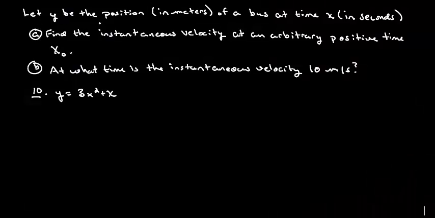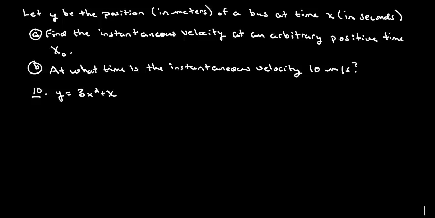So we're asked to let y be the position in meters of a bus at time x, and x is measured in seconds. The equation that we're given is y is equal to 3x squared plus x. And for part A, we're asked to find the instantaneous velocity at an arbitrary positive time x sub naught.